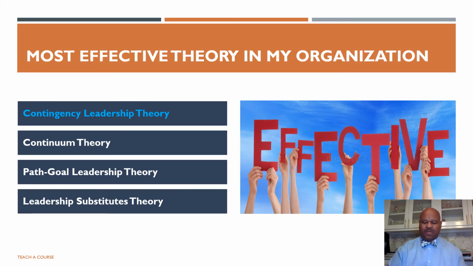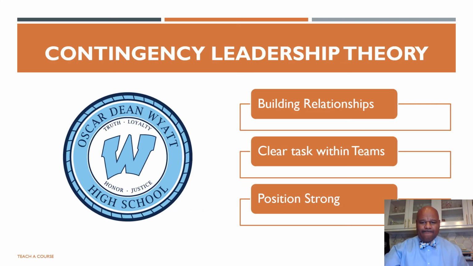And then the last part that we want to discuss today before we end is which one of these theories would I see is effective or playing a part in the organization where I work currently now. So I decided to talk about the contingency leadership theory and how it is effective in my workplace today. And so there's 3 areas we want to break down: building relationships, clear tasks within the teams, and strong position of power.